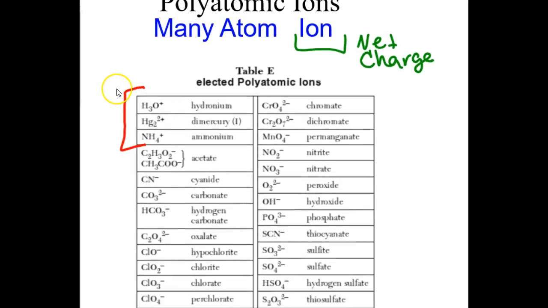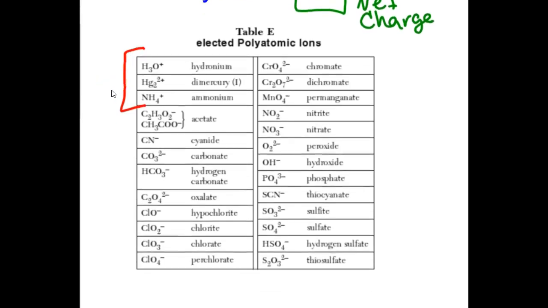Now, table E is on the reference tables. It's deleted from the honors reference tables, so you have these memorized already. But I'm going to show you how the table is organized. The first 3 are all of the positive ions.